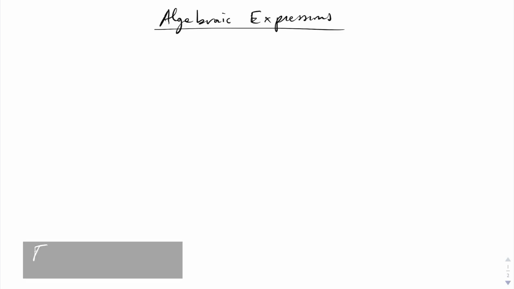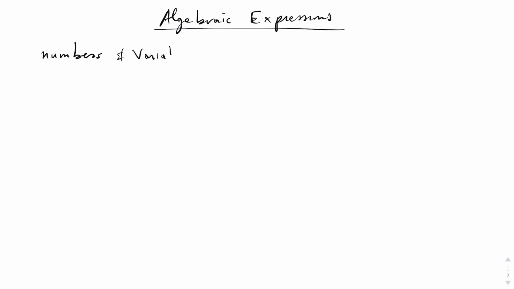Algebraic expressions are combinations of numbers and variables using operations like addition, subtraction, multiplication, division, power, or roots. And roots are simply powers that can be written as fractions. When we're talking about numbers here, we're going to be dealing with only real numbers, no complex numbers, and a variable is a letter that is used to represent a number.